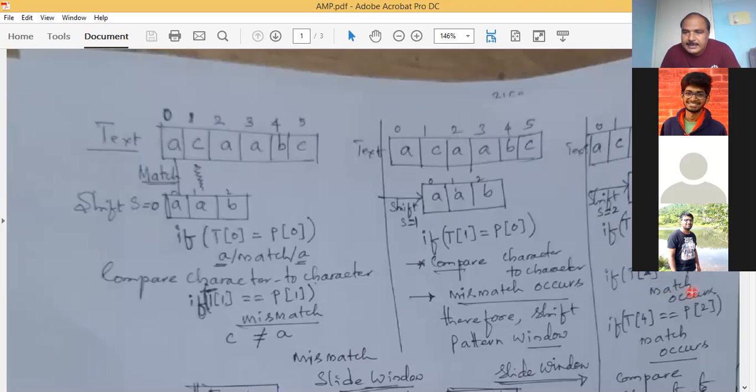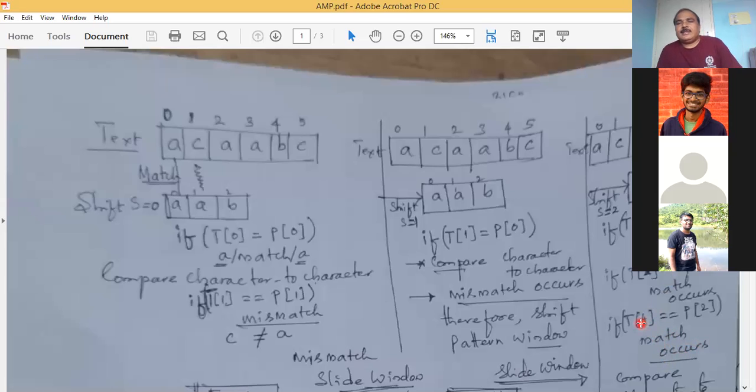Once there is a match, again increment the indexes of the text and the pattern. When you increment the indexes, earlier it was T of 3, now it becomes T of 4, compared to P of 2. P of 2 is B, and T of 4 is B. Now there is a match here.